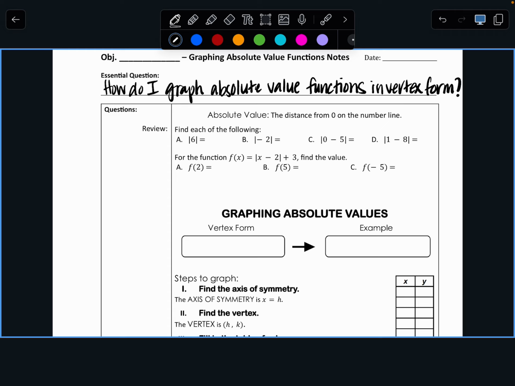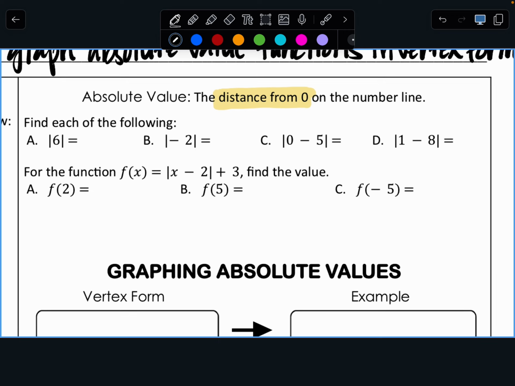So let's review what absolute value means. An absolute value is the distance from zero on the number line. So even a negative number will have an absolute value that is positive. It's the distance from zero. So for example, the absolute value of 6 is 6 because it's 6 away from 0. The absolute value of negative 6 is also 6 because it's still 6 away from 0, just in the opposite direction.